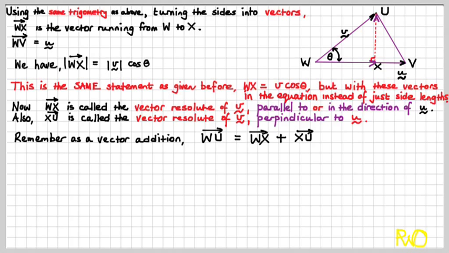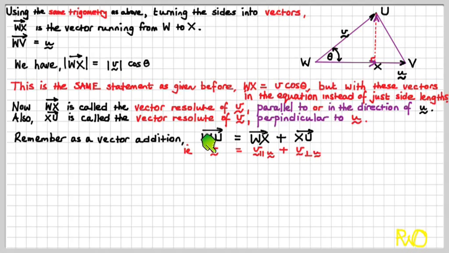wx and xu, aren't we? That is what I'm saying. That's putting it in lowercase format, which is what I'm probably more used to. So, yes, we're saying there that this is little v, which is parallel, the resolute, which is parallel to vector u, and this is the resolute of v, which is perpendicular to u.